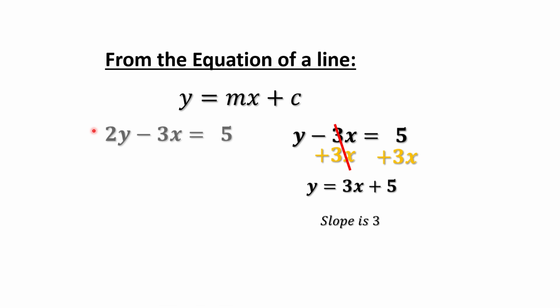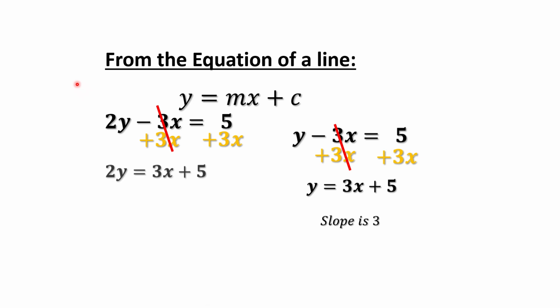What if it was 2y minus 3x equals 5? We need it to look like y equals mx plus c. So I will first get rid of this minus 3x. How do I get rid of it? I do plus 3x. The minus 3 and plus 3 will cancel. So on the left side, I'll just have 2y. On the right side, I have 3x plus 5.